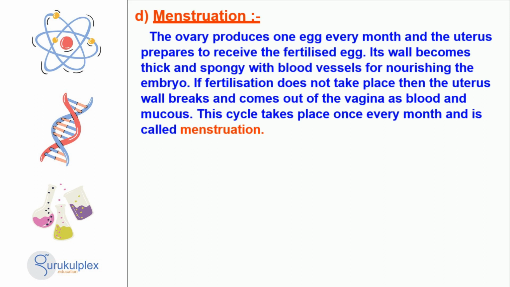Further, the uterus and vagina also receive chemical messages from these glands, which cause the uterine wall to thicken, become spongy, and line with blood vessels, to support the implantation of a fertilized egg. If the egg is not fertilized, the uterine wall breaks and is eliminated as a mixture of blood and mucus, otherwise known as menstruation.